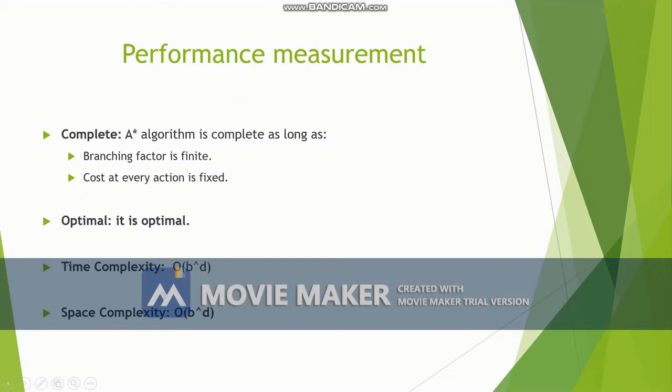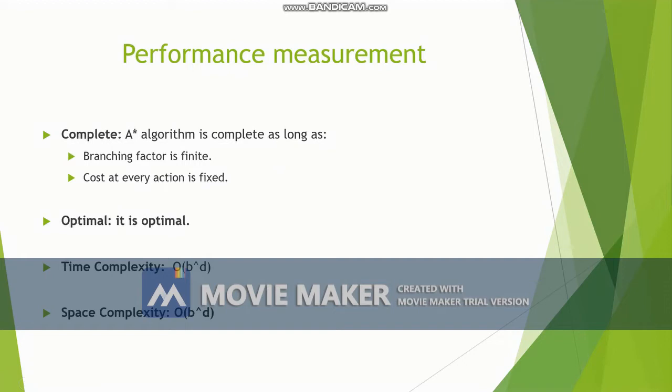So whatever cost is taken to perform an action, it should be fixed. It should not keep changing. Only then will the A* algorithm give you complete results. Then optimal. Optimal means it is going to give the best solution if it is complete. Then the time complexity and space complexity are O(b^d), where b is the branching factor.